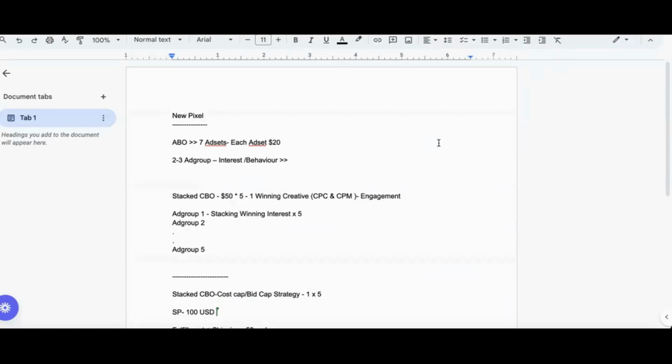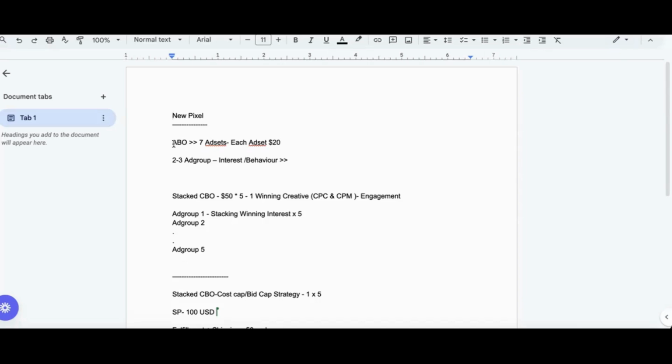So if you haven't started, initially you need to be patient to build some data on the pixel, right? This is the whole game. If you don't have the data, you won't be able to scale or even be profitable. With a new pixel, it's really hard, and even getting break-even ROAS on a new pixel is good, right? So initially, what I suggest is just go for an ABO campaign.